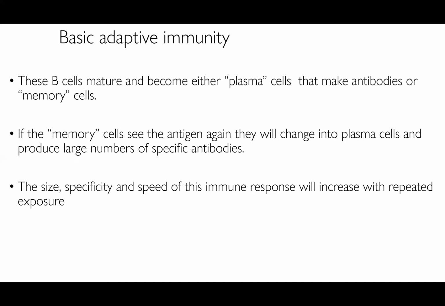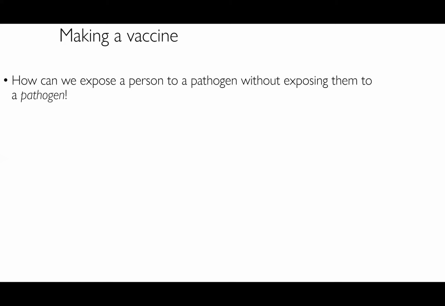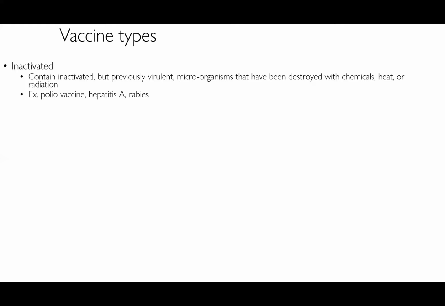In terms of how we can make a vaccine, the question we can ask is how can we expose a person to a pathogen without them physically getting the disease? And so there are four ways to make a vaccine. The most common one is an inactivated virus. These are vaccines that contain inactivated but previously virulent microorganisms that have been destroyed with chemicals, heat, or radiation. This is how we make our polio vaccine, hepatitis A, and rabies.